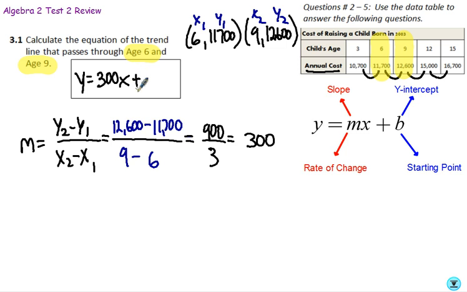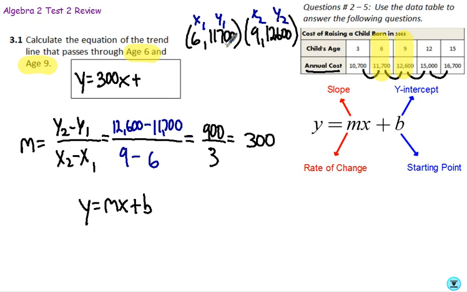plus, now I just want to know what my starting point was. Again, that's kind of going back to say, well, what was it in the first year of life, how much would that cost? So what we want to do, and it doesn't actually matter which one we pick, but we'll pick one of the pairs here. So I could pick the first pair, or I could pick the second pair. But what I'm going to do is plug it back into the equation, y equals mx plus b. And I'm just going to use the first one here.